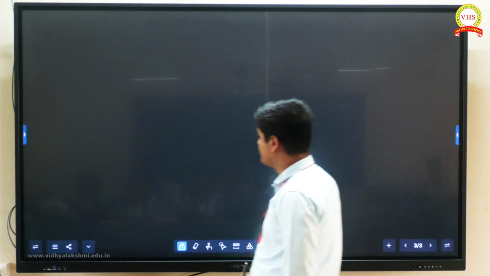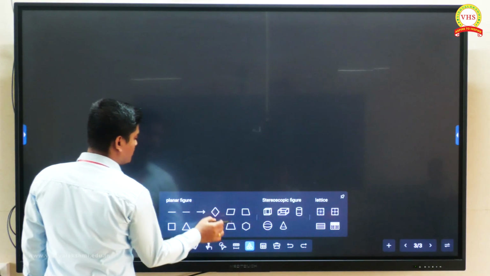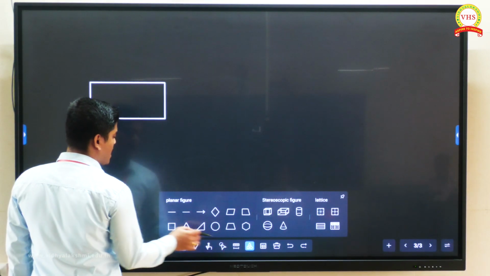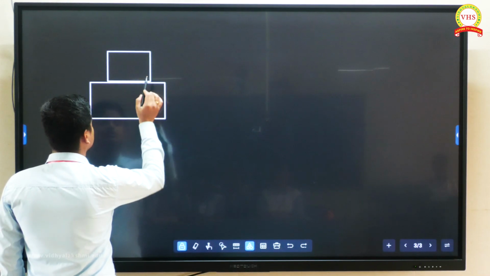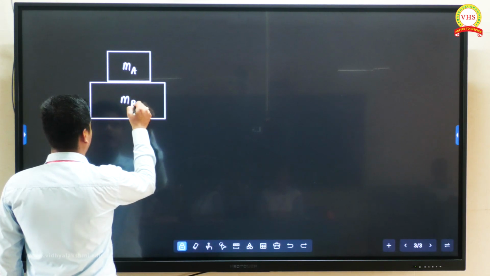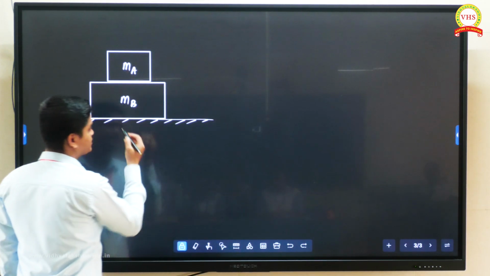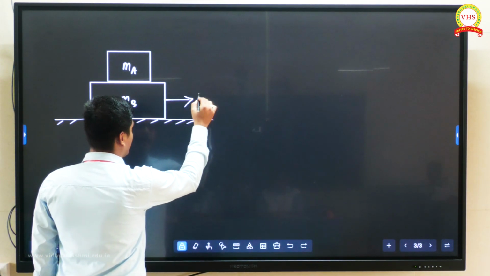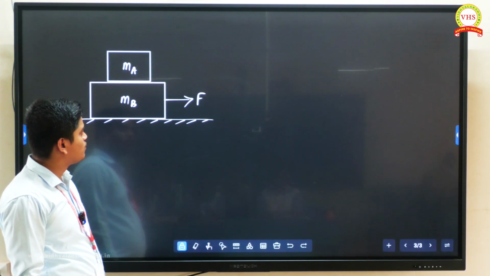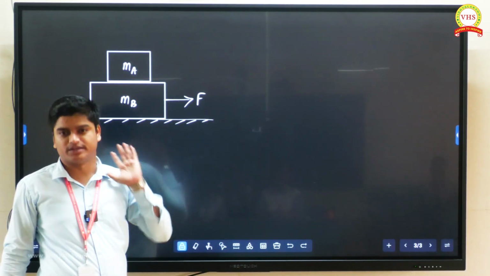Now here you have a block like this. Suppose this is your block B and another block you have, block A. So this is your block A. Mass is MA. This is your block B. Mass is MB. They are lying on the horizontal floor, right? So what we have discussed here: if a force F is applied here, then what should be the maximum value of this force so that both the objects will move together? Yes or no?